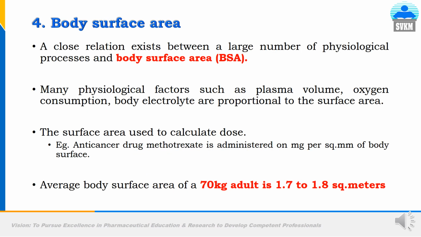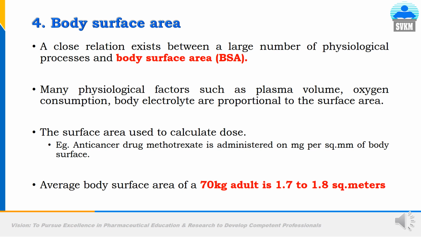The fourth factor is body surface area. Generally, there are some drugs for which the dose is decided based on body surface area. For example, anti-cancer drugs like methotrexate are administered in mg per square meter of body surface. It means a close relationship exists between a large number of physiological processes and body surface area. Many physiological factors such as plasma volume, oxygen consumption, and body electrolytes are proportional to the surface area, and that's why the surface area is used to calculate the dose.